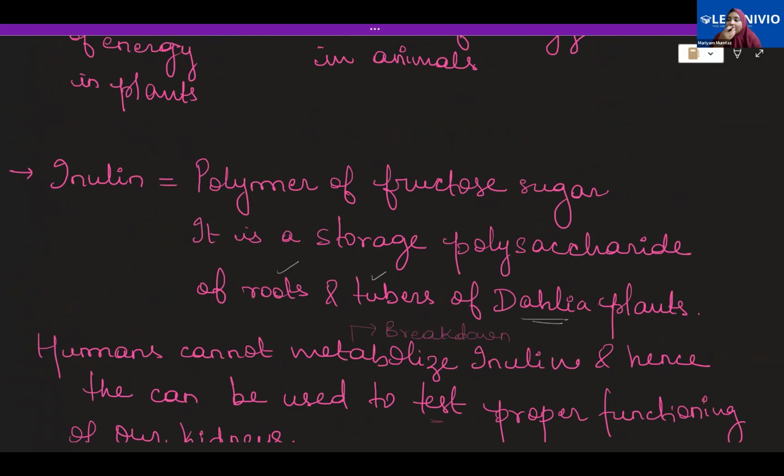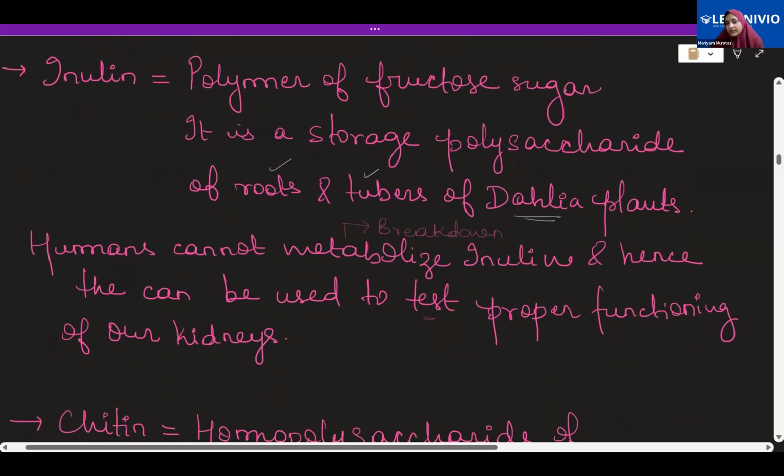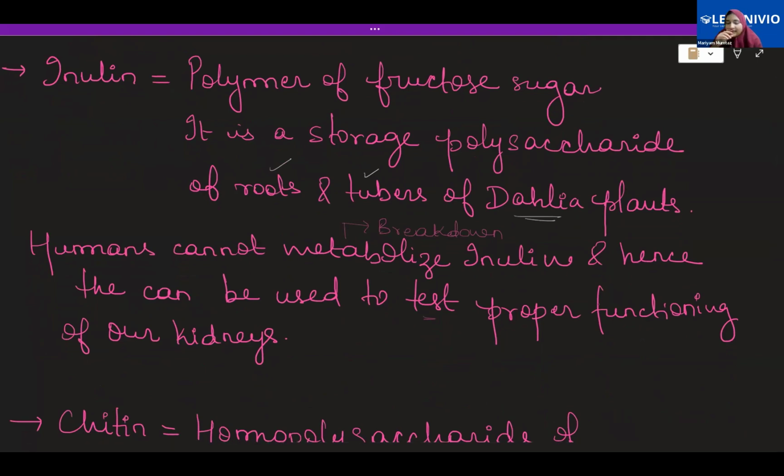If we eat it, we do not have the enzyme to digest inulin. So many times inulin is used to test the kidney functioning of our body, because it cannot be metabolized in the body. In the urine, inulin will be found untouched or unbroken if the kidney is functioning well. This is used for the kidney function test. Clear?